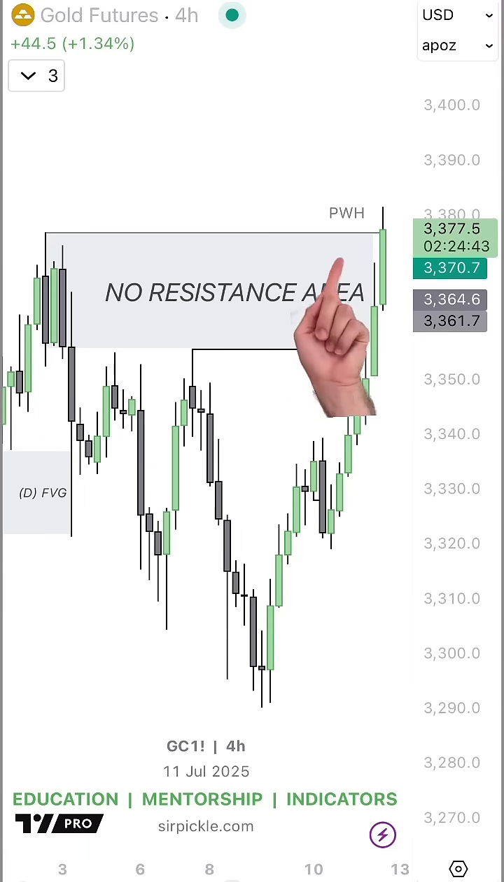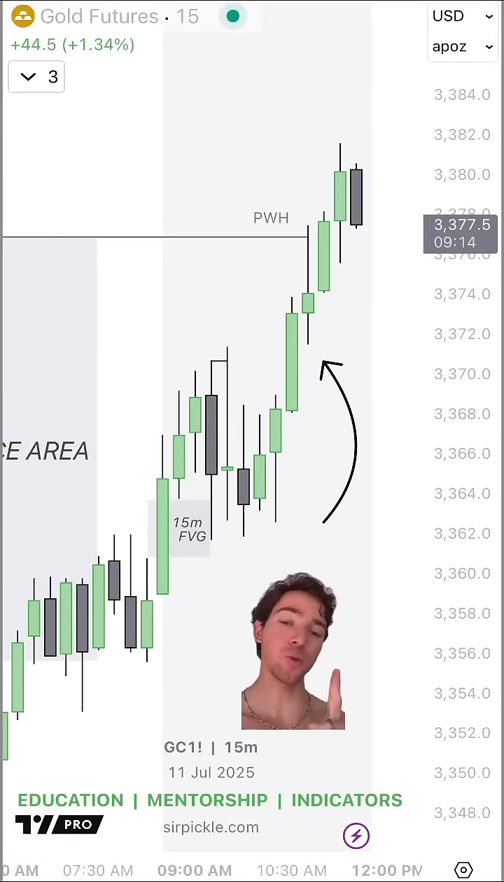This price action right here is likely to happen very, very fast and aggressive with, again, no resistance towards that previous week's high, giving clarity. Now we had step 1, which was bias, which is bullish.